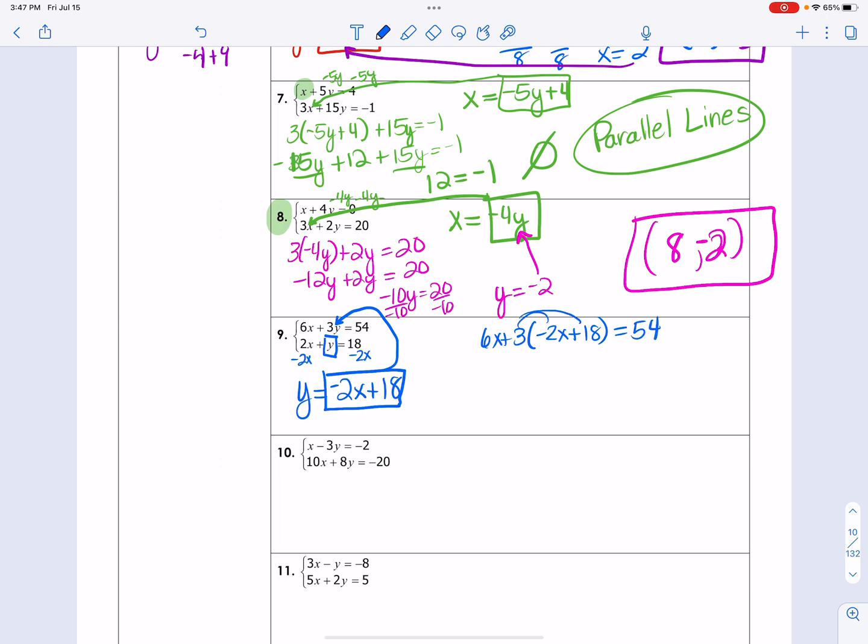If I multiply in, I get 6x minus 6x plus 18, 36, 54, plus 54 equals 54. These cancel, so I end up with 54 equals 54.